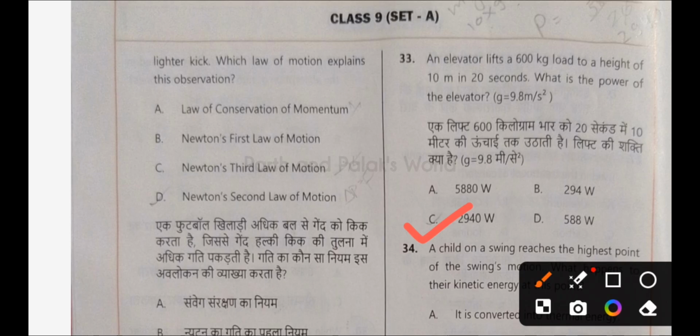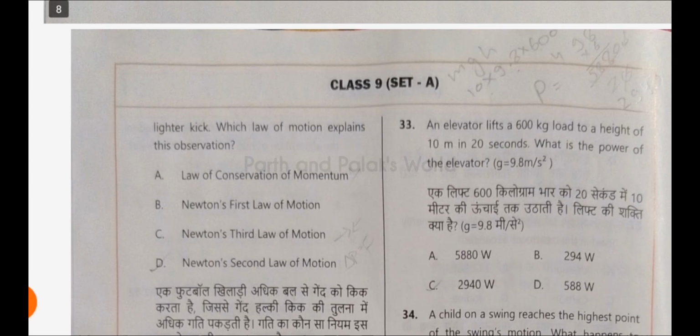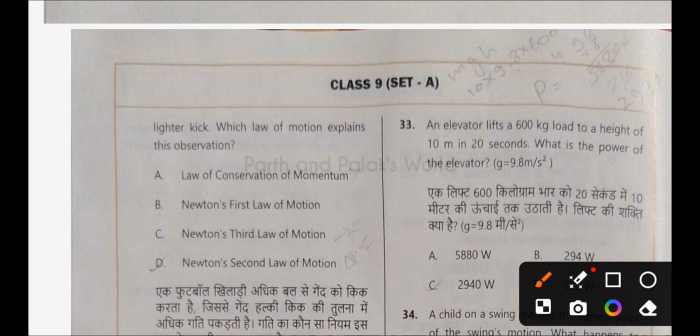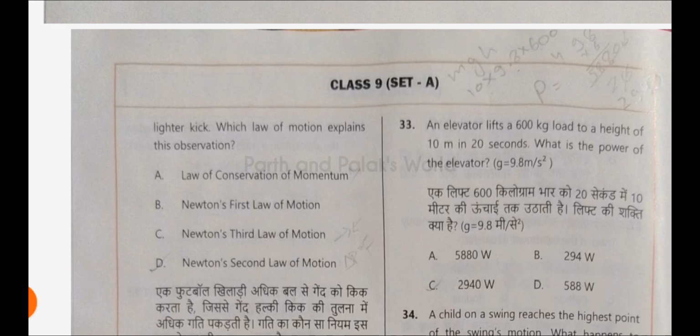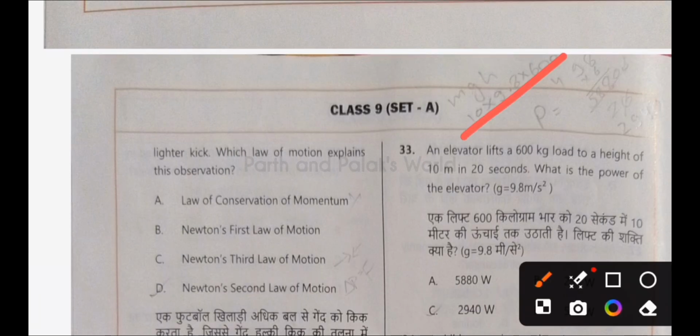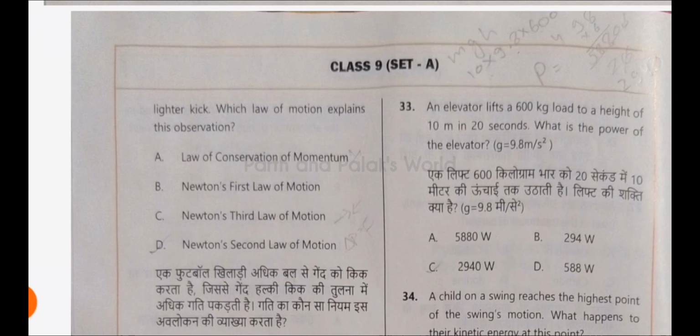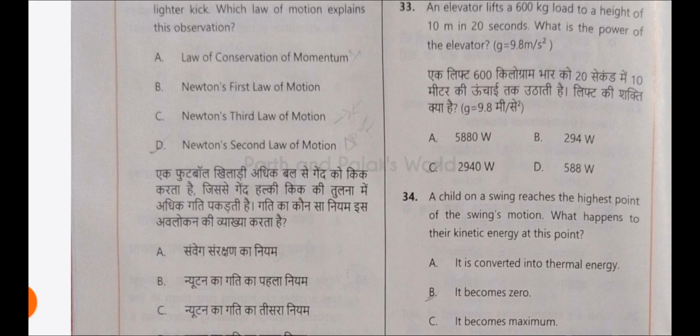We know that power is equals to work upon time. And here you can see the solution I have done. What I have done is that I have written the work as mgh and then I had placed the value in the formula and solved the equation like this. So the correct answer is 2940 watts.